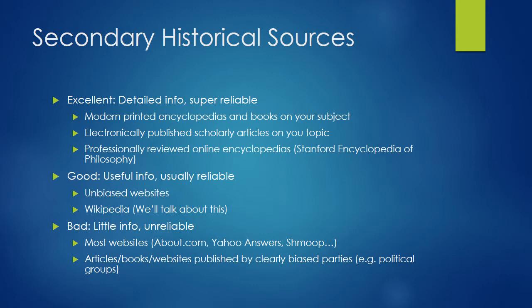So excellent sources give you detailed info and they are super reliable. This includes stuff like modern printed encyclopedias and books on whatever subject you're studying, electronically published scholarly articles on your topic, which you can find very easily by using Google Scholar, and also professionally reviewed online encyclopedias. One such encyclopedia is the Stanford Encyclopedia of Philosophy.